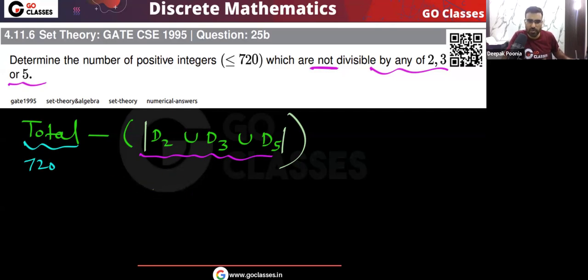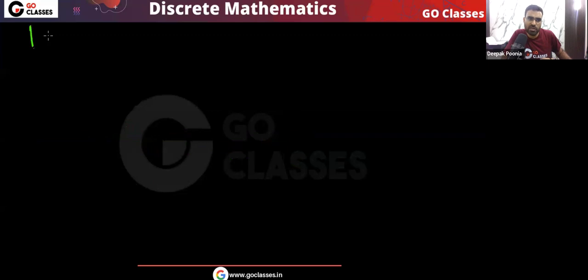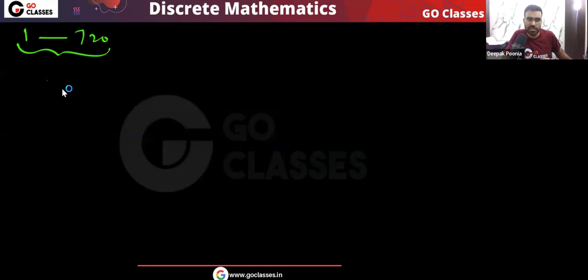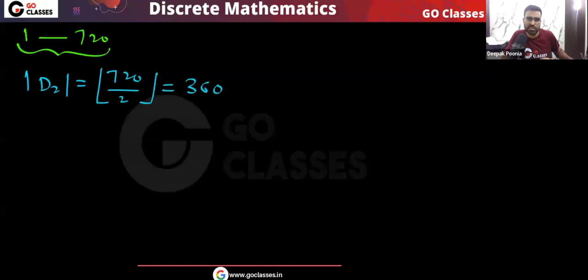So how many are divisible by 2? Let me write here quickly how many are divisible by 2 from 1 to 720. Remember, this is the range from 1 to 720. Okay, so in this range, let's see how many are divisible by 2. That will be 720 divided by 2 floor. You can see this value will be 360.